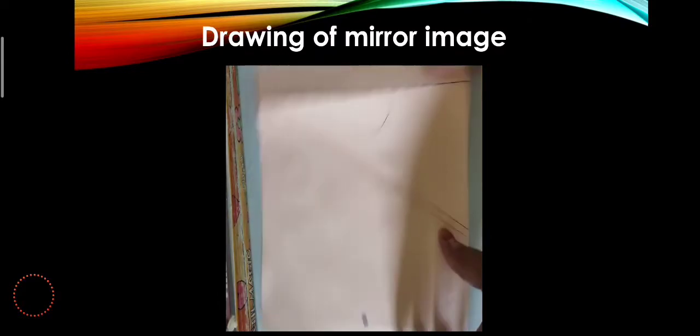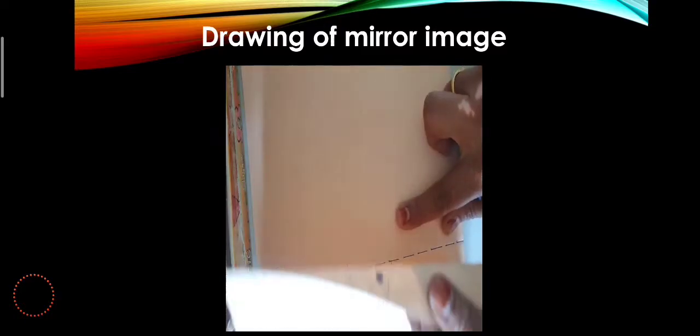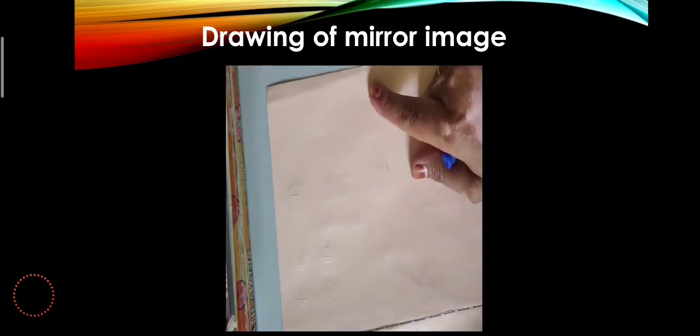Now let us take this point which is at the center of the page. When I fold it and press it, its reflection will come here, right?